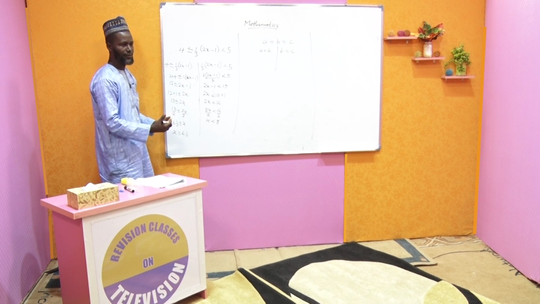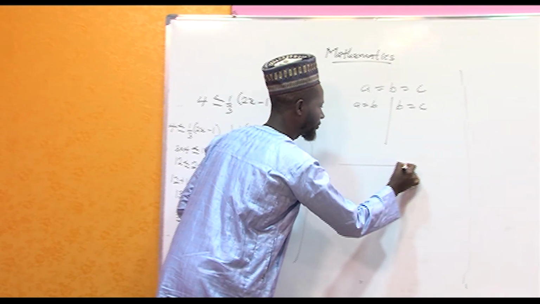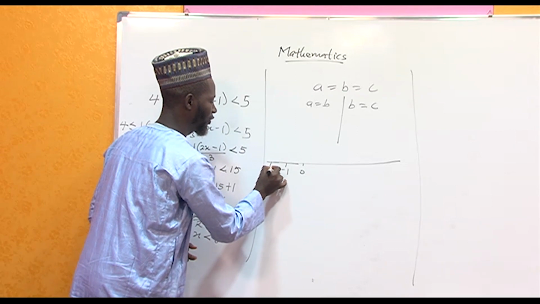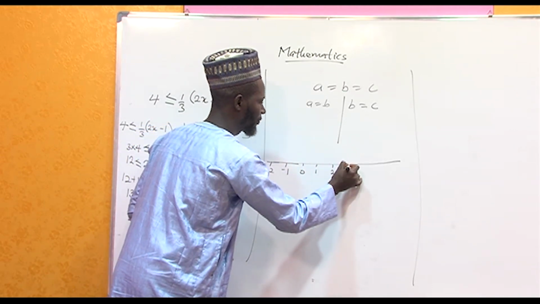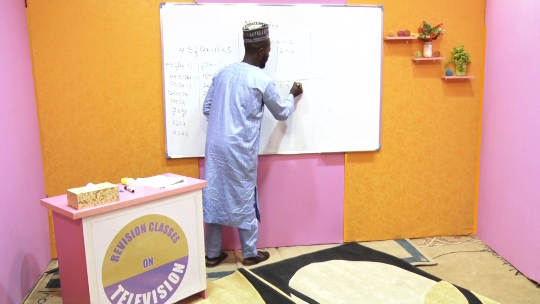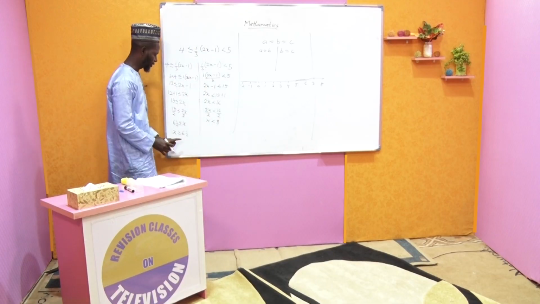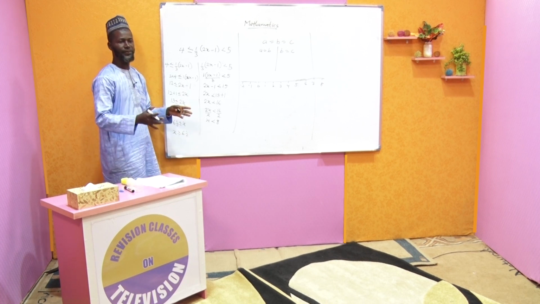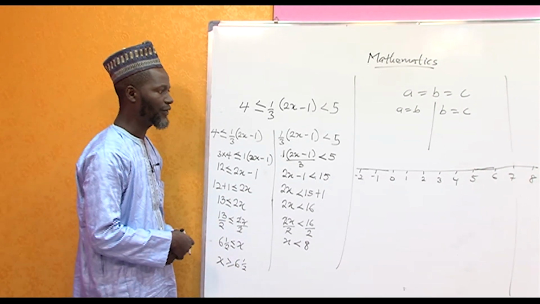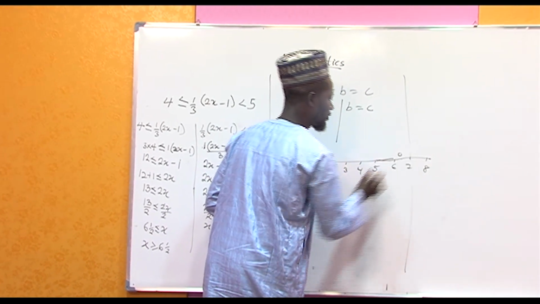Can we combine these? Let's represent this on a number line. So we have our number line. This is 0, this is -1, -2. We have 1, 2, 3, 4, 5, 6, 7, 8. Now, the first one, we have our solution as 6.5, which is between 6 and 7. This is where our answer is. We have our solution there.